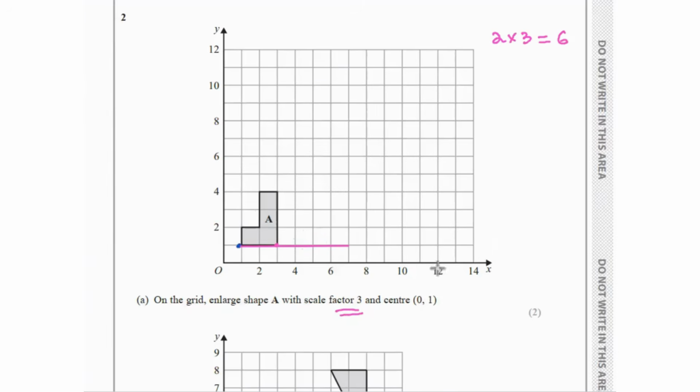1, 2, 3, 4, 5, 6. Then this line has a distance of 1 unit from the center, which means 1 times 3, that's 3. So now it's going to be 3 units from the center. Again, this one is also going to be 3 units. Then this 2 is going to become a 6. So 1, 2, 3, 4, 5, 6. And then the 1 is a 3 again. And then the 3 is a 9. This is your enlarged shape. Since the center lies on shape A, that's why the enlarged shape is overlapping the given shape.